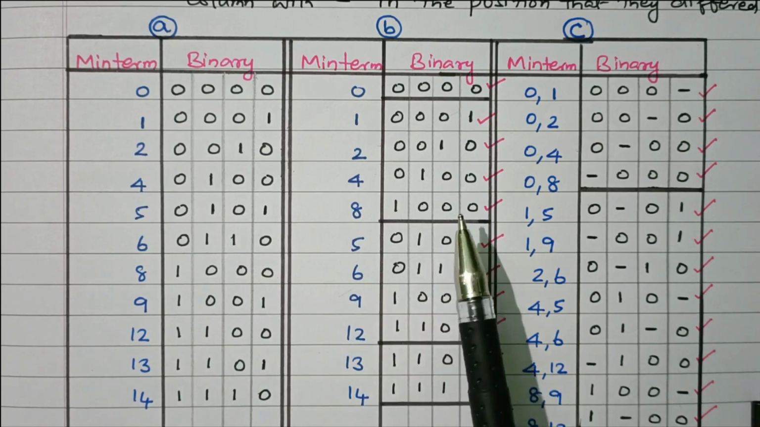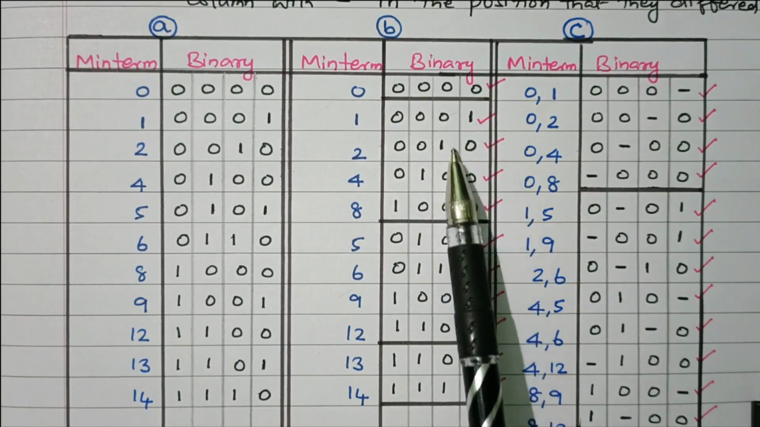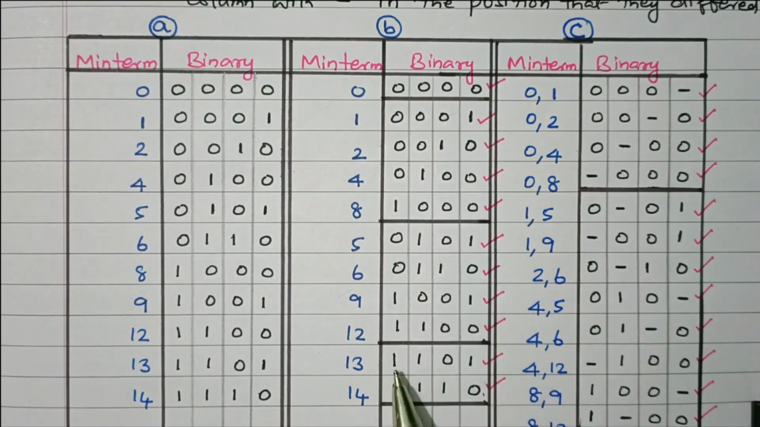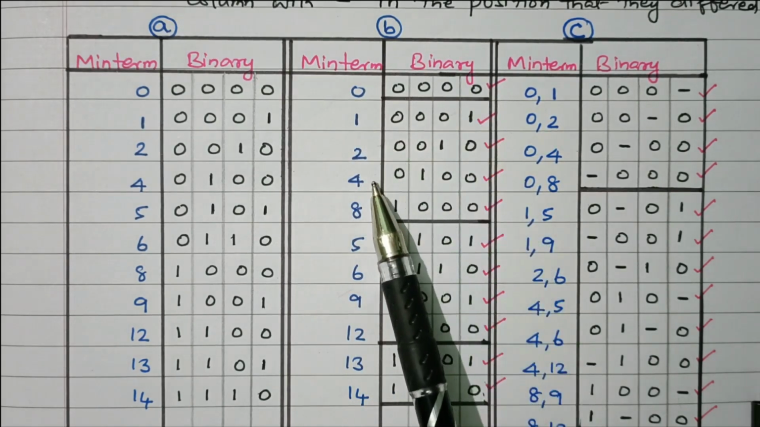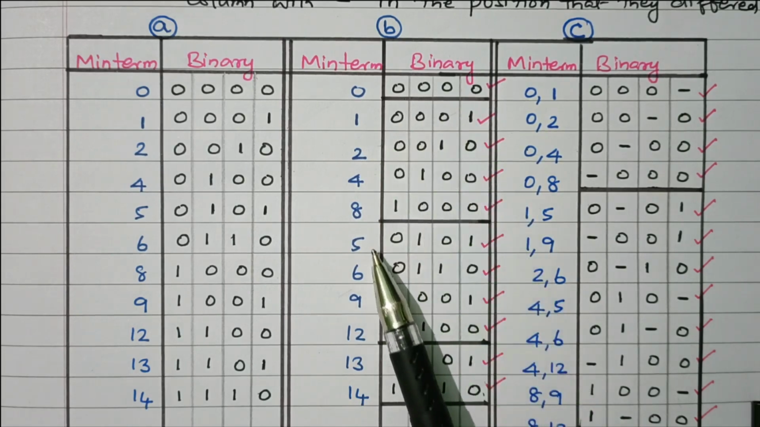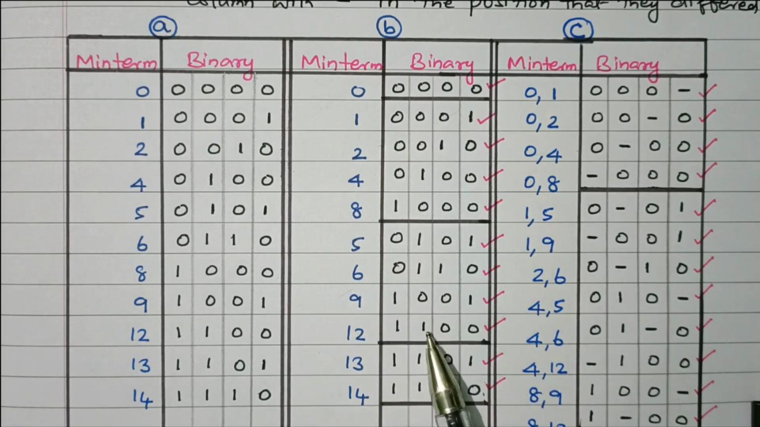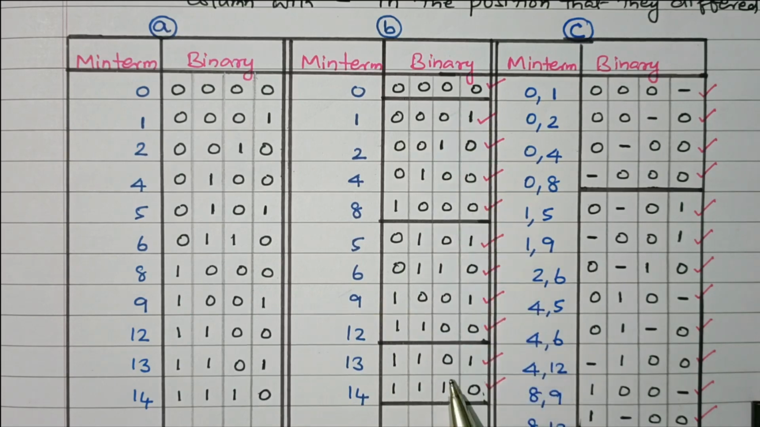Column B is arranged in order. That is having all zeros, only 1 one, only 2 ones, only 3 ones. So first 0, all are zeros. Then 1, 2, 4, 8, having only 1 one, remaining are zeros. 5, 6, 9, 12, 2 ones are available, so that is arranged in the third category. 13 and 14 having 3 ones. Right? So column B is arranged in order according to the number of ones.